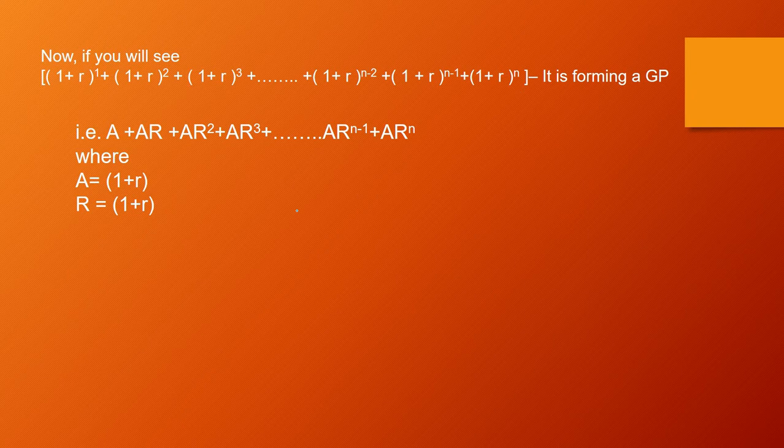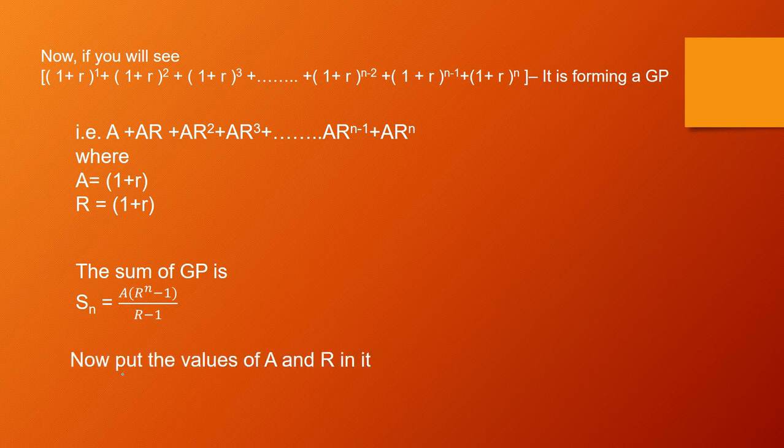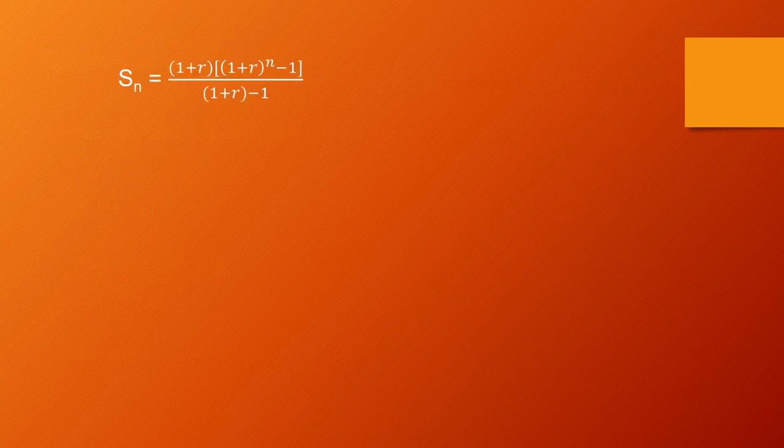Now the sum of the first n terms of a GP is given by the formula A times (R^n minus 1) upon (R minus 1). So what we are going to do is substitute these values in this formula. Instead of A I will write 1 plus R, and instead of capital R I am going to write 1 plus R. So we get this amount: (1 plus R) times ((1 plus R) raised to power n minus 1) upon (1 plus R minus 1).